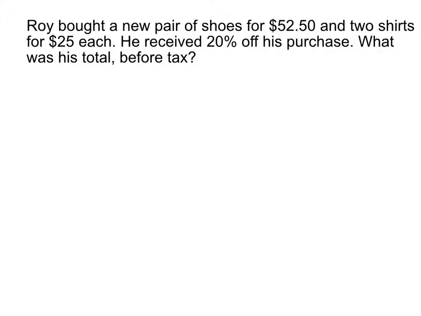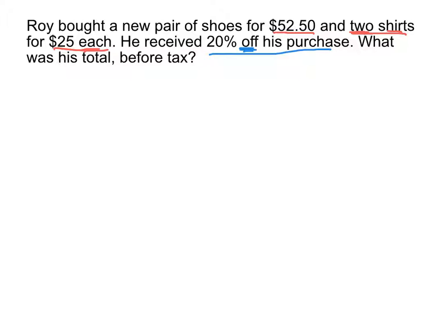All right, so now let's get into a little mock EOG review. Take 2 to 3 minutes, solve this problem on your own, and then we'll review. All right, so here we have a percent problem. I see that Roy bought a new pair of shoes for $52.50 and 2 shirts, that's going to be big, for $25 each. He received a 20% off. What was his total before tax?